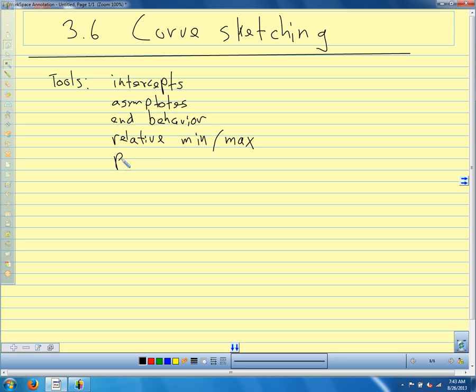So if you're really confused, make a table, plug in some points. And if you worked hard enough, you could make a really large table and sketch your entire curve. So let's see, what else? Concavity. So kind of related to the relative min and max, so concavity.